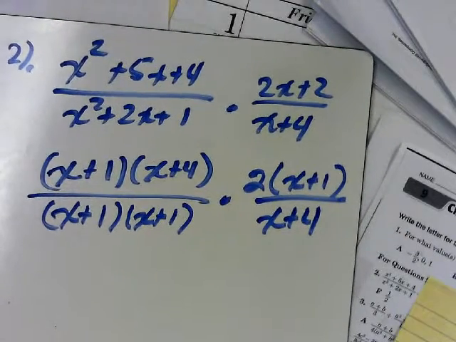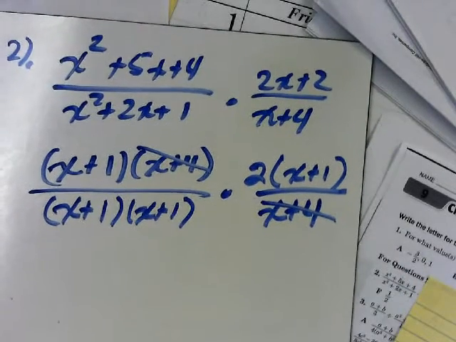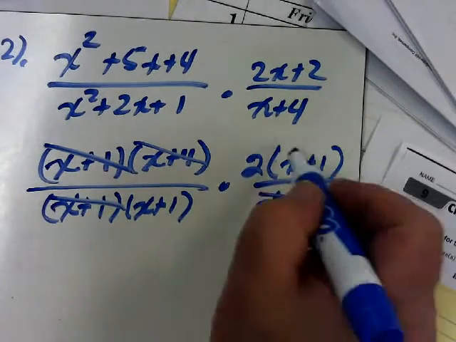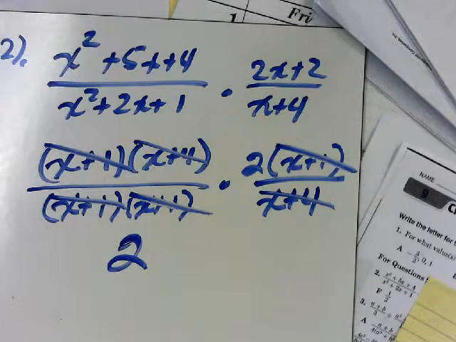So now I have some things that I can cancel. This x plus 4, this x plus 4. This x plus 1, this x plus 1. This x plus 1, this x plus 1. I have an answer: 2.